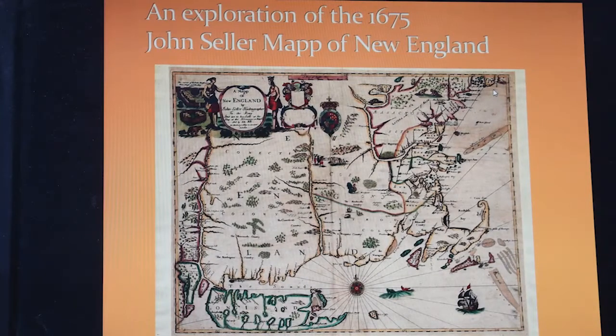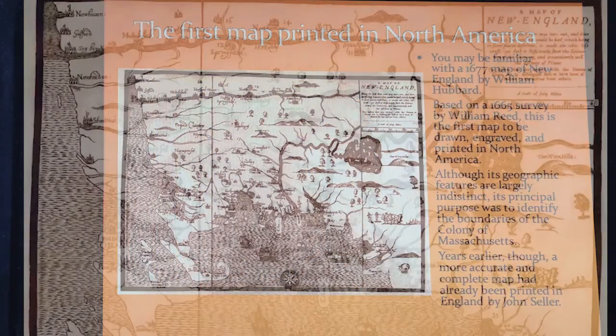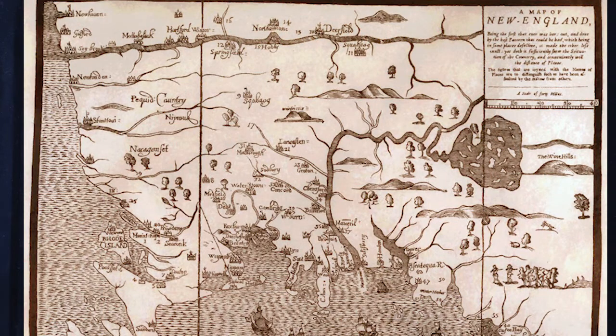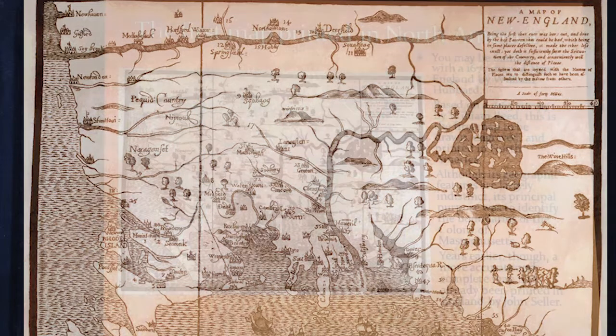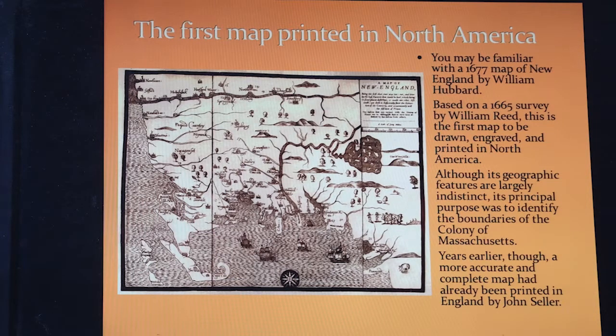An exploration of the 1675 John Seller map of New England. The first map printed in North America is one that you may be familiar with, William Hubbard's map from 1677. That map was based on a 1665 survey by William Reed, and this is the first map to be drawn, engraved, and printed in North America. Although its geographic features are largely indistinct, its principal purpose was to identify the boundaries of the colony of Massachusetts.